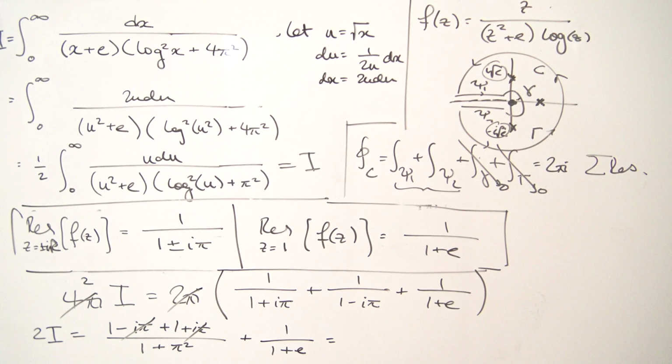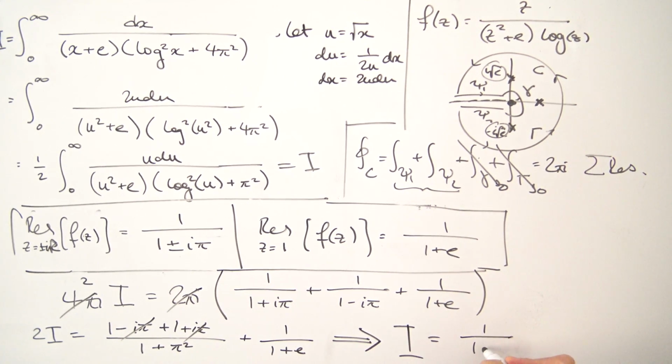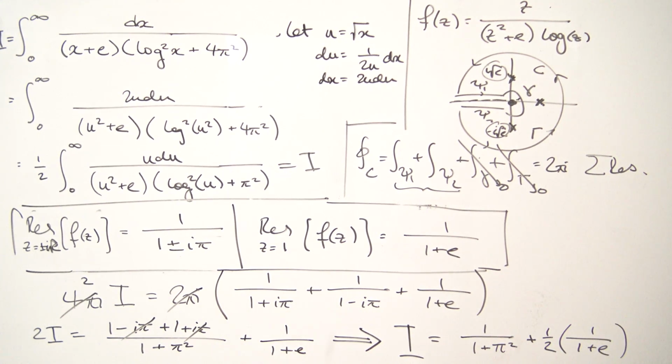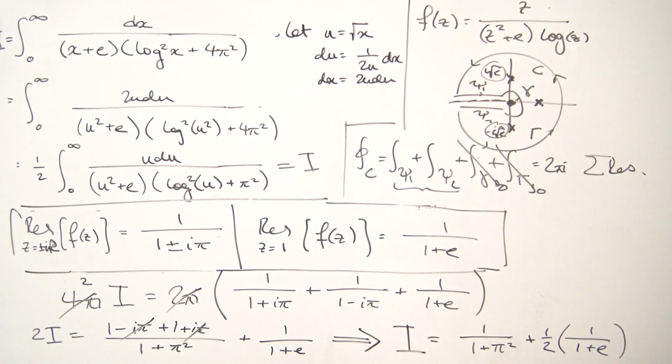So overall, let's do simplification here. So therefore I, that should be equal to 2 over here divided by 1 plus pi squared, but if we divide by 2, that should leave us with 1 over 1 plus pi squared. And then we also have 1 over 1 plus e, but if we divide by 2, that should be plus 1/2, and then 1 over 1 plus e. And then we are done. So this is actually the solution for our integral.